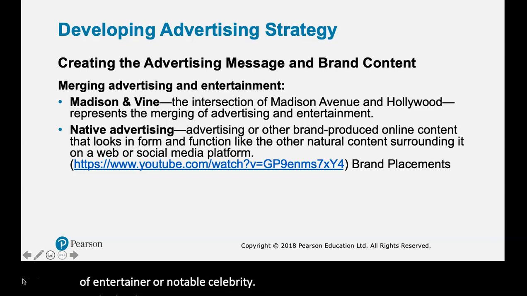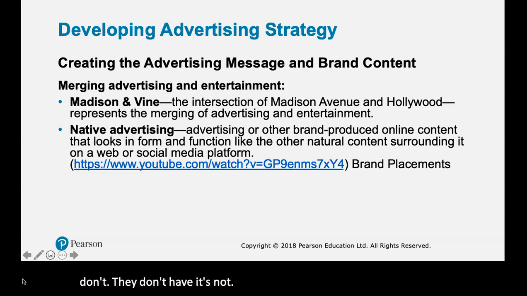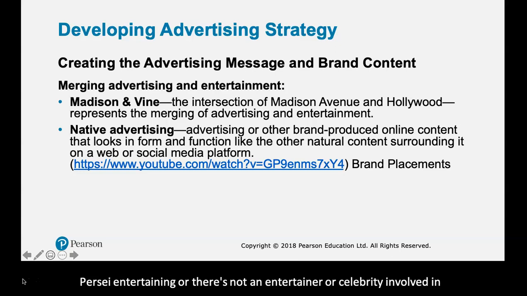Native advertising is other brand-produced online content. And so on social media, you'll witness that. A lot of times on social media you'll just see creations that have been made by the companies to grab your attention and to give you a message, but it's not per se entertaining, and there's not an entertainer or a celebrity involved in it. That's native advertising.